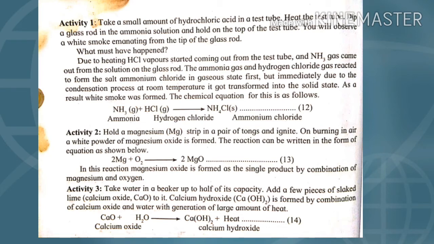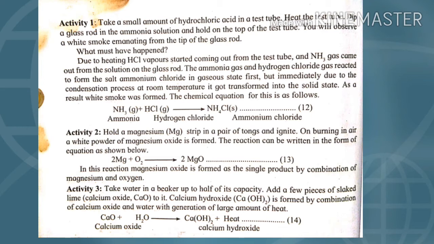First example is ammonia gas and hydrogen chloride gas reacting with each other. Then the salt ammonium chloride is formed in gaseous state, but immediately, due to the condensation process at room temperature, it is transformed into the solid state. As a result, white smoke is formed in the chemical reaction. The chemical reaction is NH3 plus HCl gives NH4Cl.